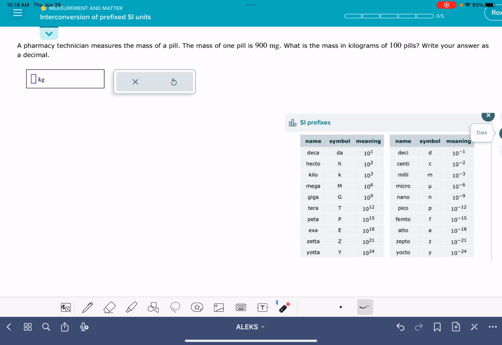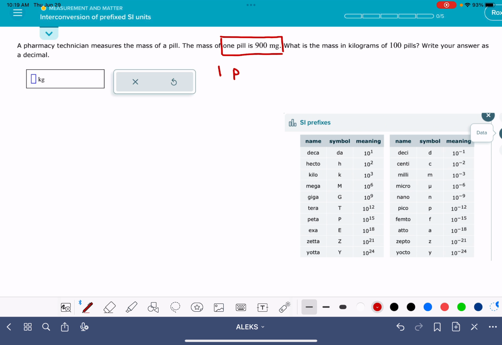In this video, I'm going to solve the ALEKS problem called Interconversion of Prefixed SI Units. There are 3 different versions of this problem. I'm going to solve this version of the problem, and I'm also going to talk about the other 2 as well. In this version of the problem, ALEKS is going to give you a measurement for a single object.